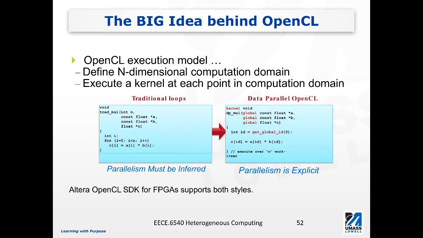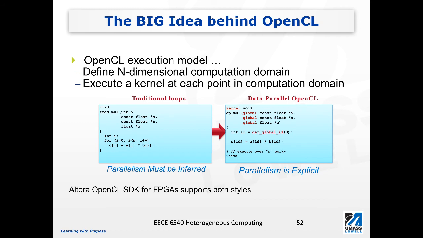Let's look at this example. On the left side, we have a traditional loop, which does the vector multiplication. The inputs are two vectors, and the output is a third vector. We're taking element-wise multiplication, and we want to put the product into the third vector. As you can see, there's a lot of parallelism in this traditional vector multiplication operation, because the multiplication on these elements can be performed independently from each other.